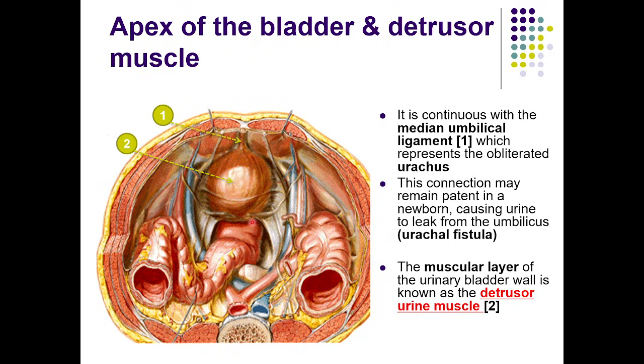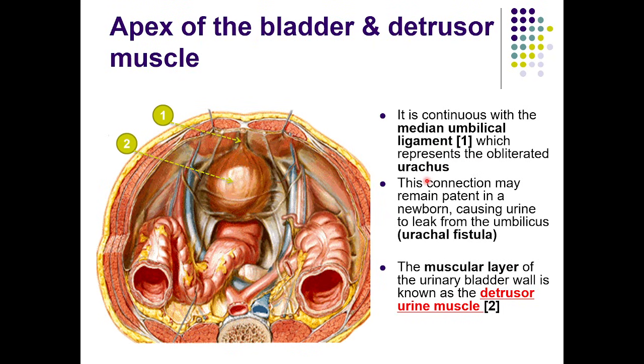Now two points on this slide. Can you see that the anterior portion of the bladder becomes more narrow and becomes a ligament in the anterior abdominal wall, which will run all the way up to the umbilicus? We call this the median umbilical ligament. Why is that? Dr. Paul will have a lecture with you. Ask him why we have this ligament and what the urachus is.